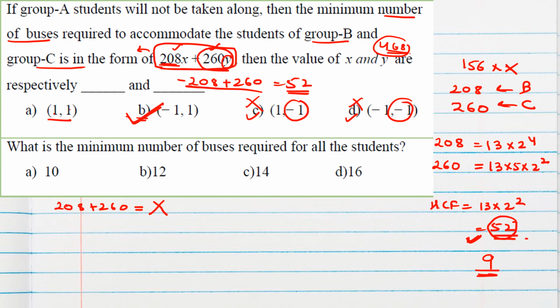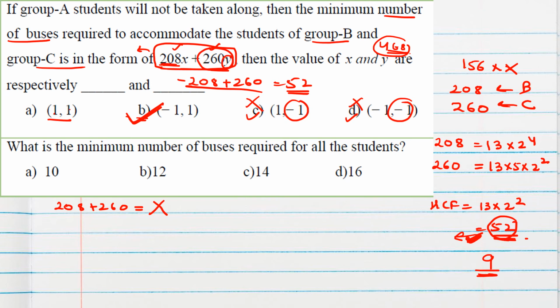If you see, in each bus, what is the maximum number of students that should be accommodated, that will be 52, and then B will be the correct answer. Otherwise, if they write that if group A students will not be taken, then the maximum number of students accommodated for group B and C, that they should ask. So the answer will be 52 in each bus.